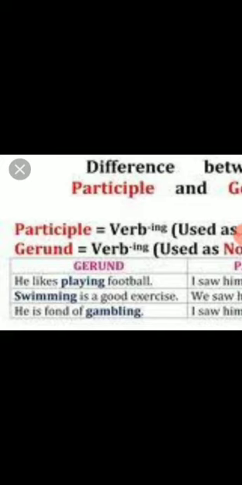Second sentence: Swimming is a good exercise. What is a good exercise? Swimming is a good exercise. So here verb 1 plus ing is not acting as a verb. It acts as a noun. So it is a gerund.